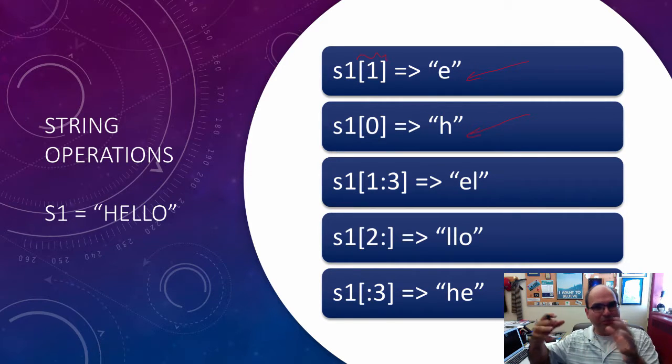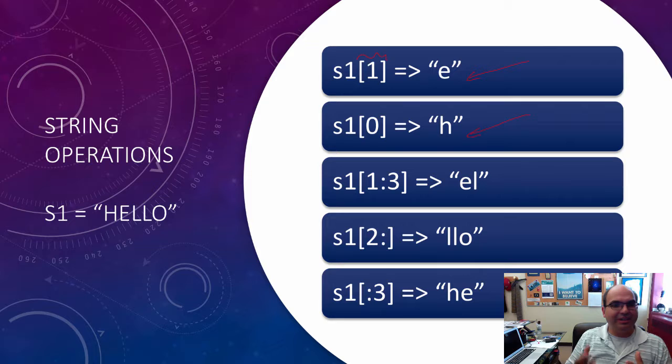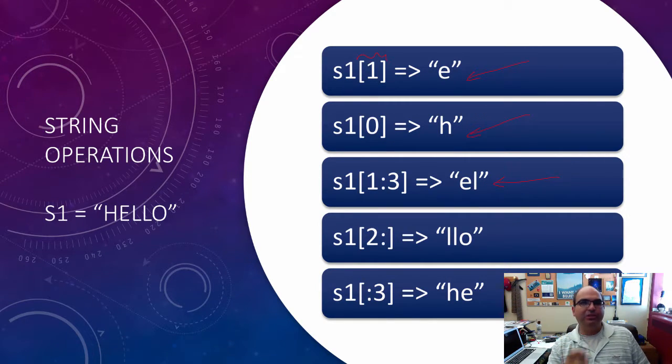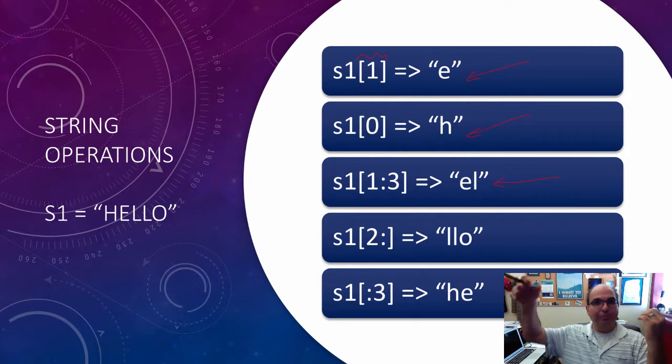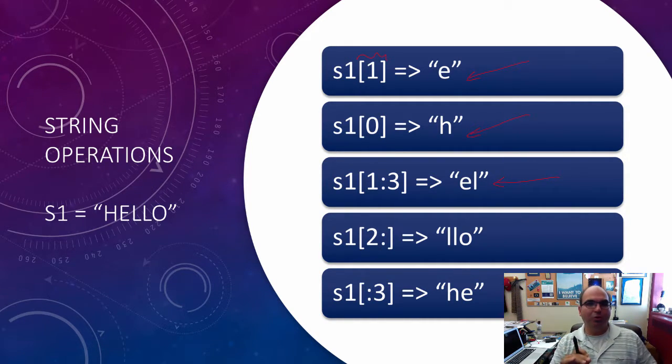Notice those are quoted because those are strings, right? So S1 sub 1 is E, S1 sub 0 is H. That's how you can get at any particular letter. Okay? Now you can also get at a range of letters. So S1[1:3], okay? That means start at position 1 and end right before position 3. So it's like the range function: you start here and go up to, but not including, that. So we do not include the character at position 3. We start at 1 and go up to but not including 3. That is 1 and 2. H is 0, E is 1, L is 2. That's why we get EL.